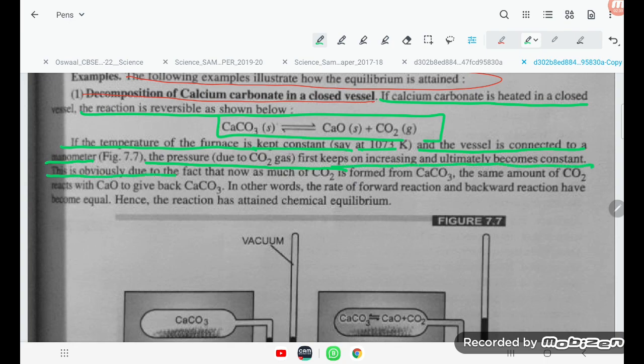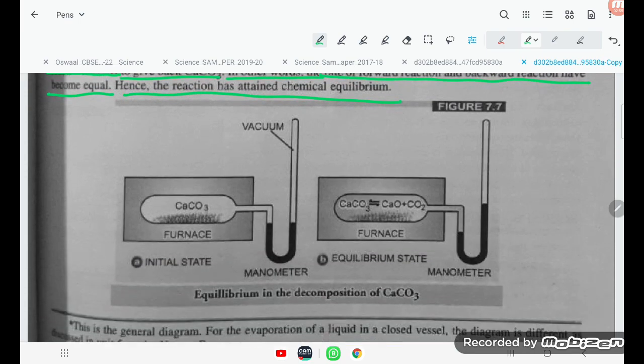This is obviously due to the fact that now as much CO2 is formed from CaCO3, the same amount of CO2 reacts with CaO to give back CaCO3. In other words, the rate of forward reaction and the rate of backward reaction have become equal. Hence the reaction attains equilibrium.